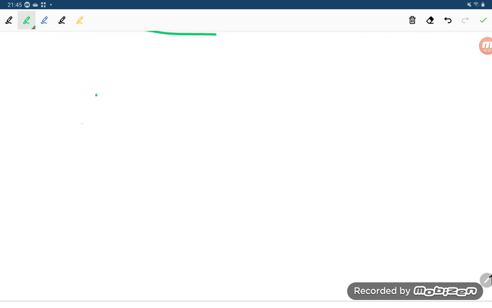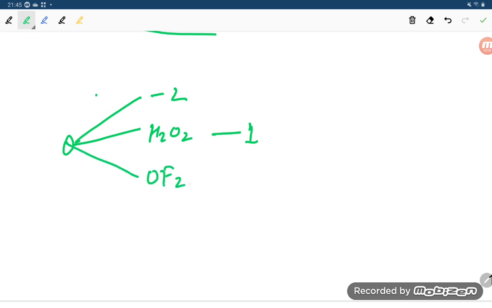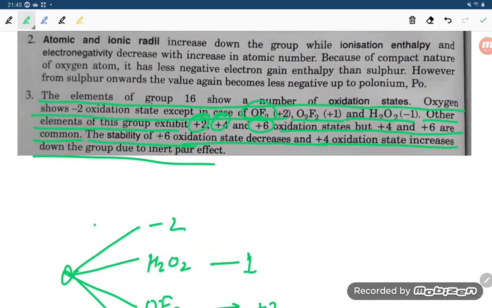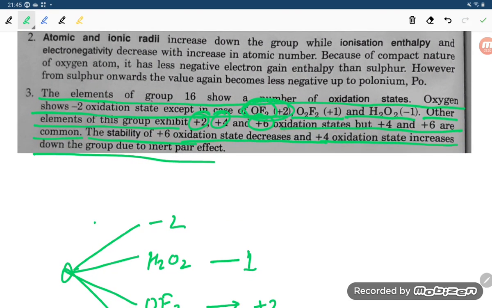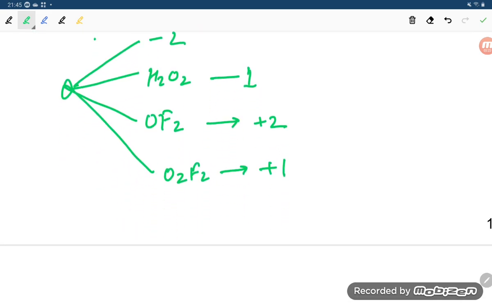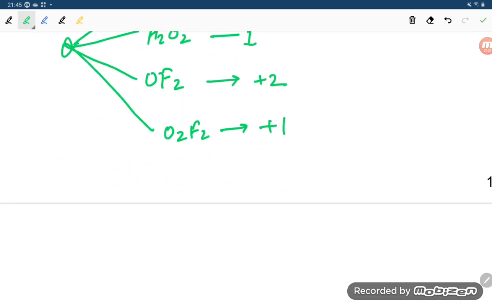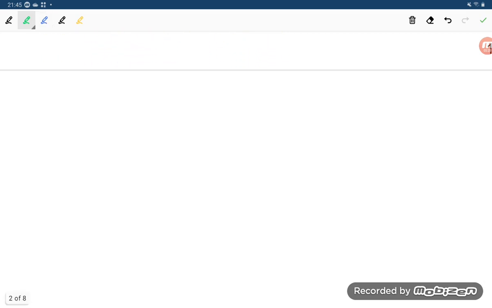So dear student, if you talk about oxygen, oxygen has -2 in almost all compounds. In some compounds like H2O2, it has -1. In OF2, it has +2. And in O2F2, it has the +1 oxidation state, student. So this is all about the oxidation states of oxygen.